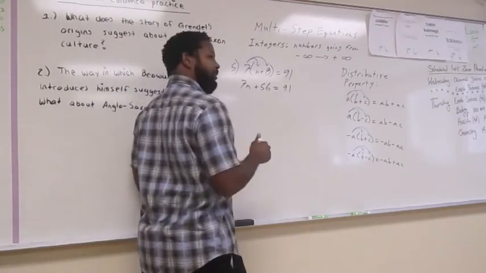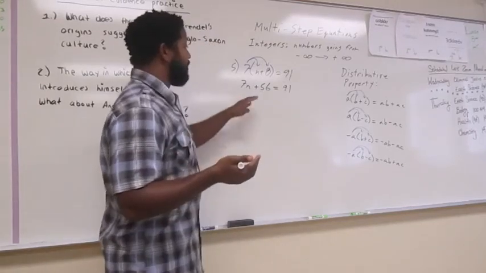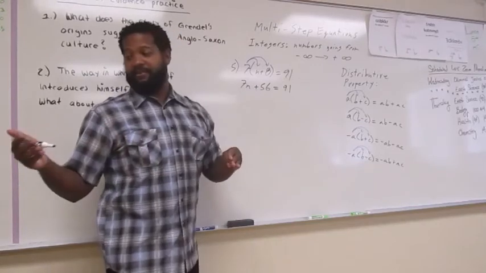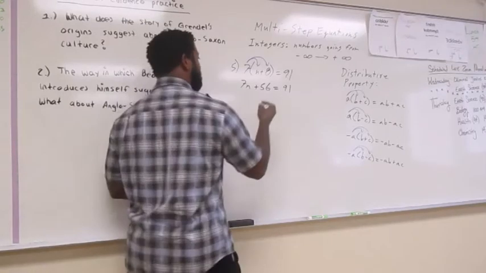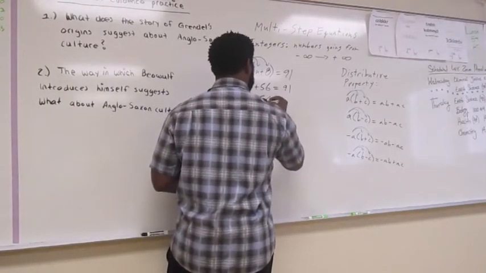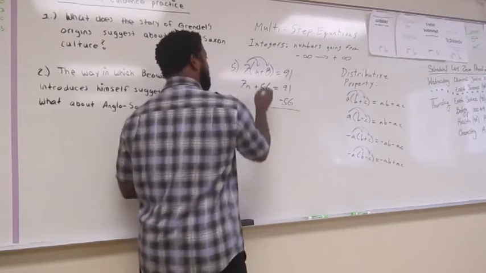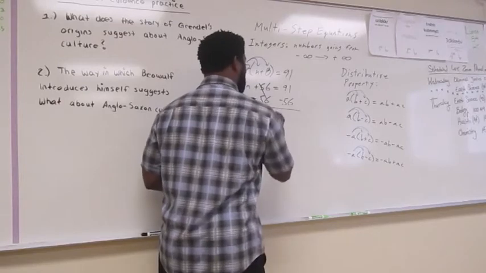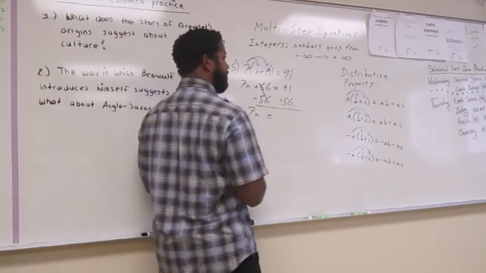So, we gotta get the 7n by itself, right? How are we gonna do that? By subtracting 56. Exactly. We're right back to square one of number 1, our first equation that we did. So, subtract 56. What you do on one side, you must do on the other. They cancel out. 7n is equal to what? 35.